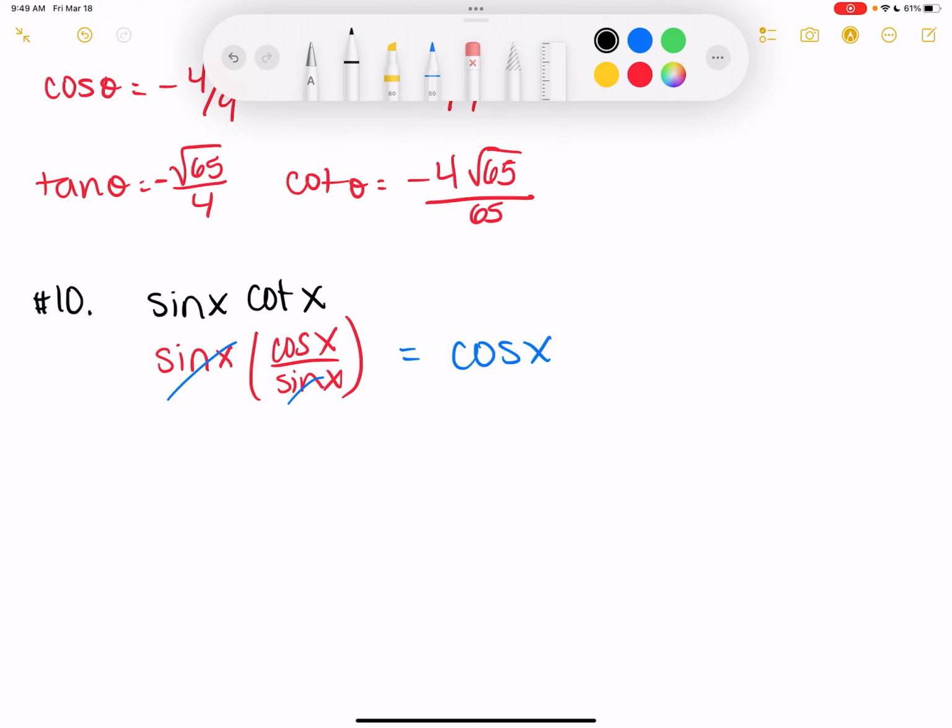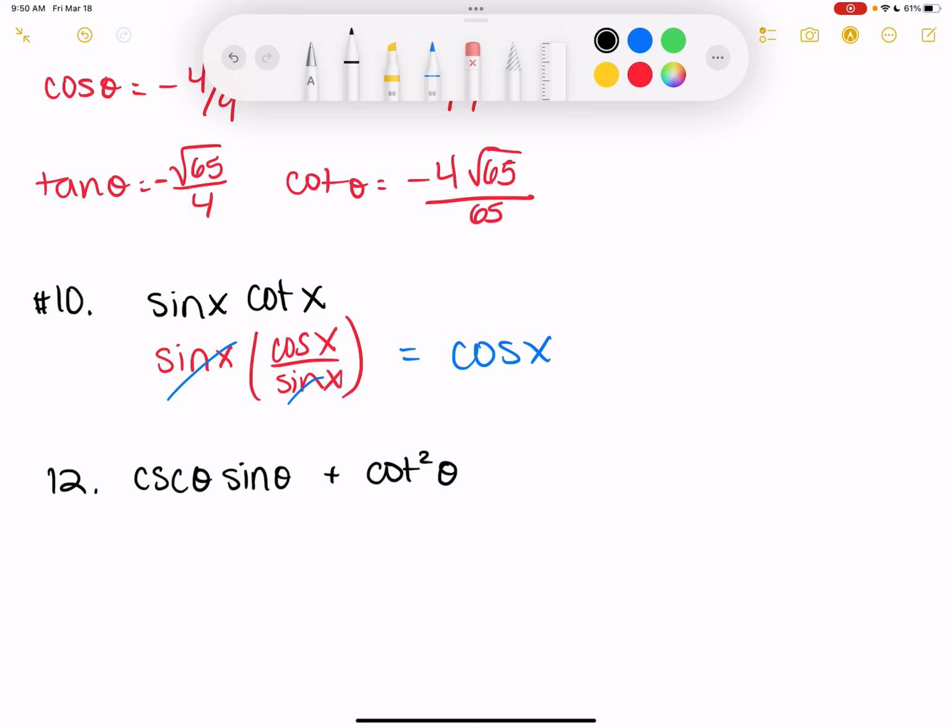That's hard. Let's see. Cosecant of theta times sine of theta plus cotangent squared of theta. Okay, so again, thought process. Look and see if there's anything that can be rewritten in terms of something that you can cancel.